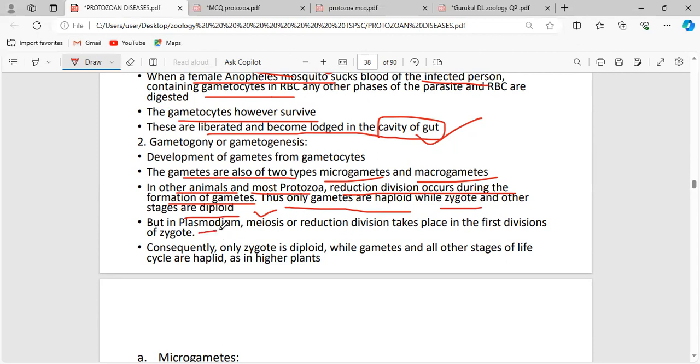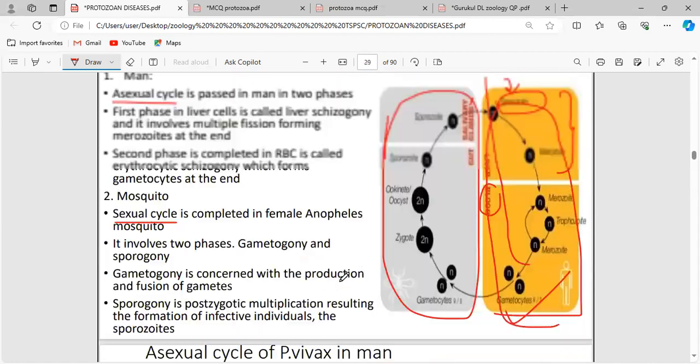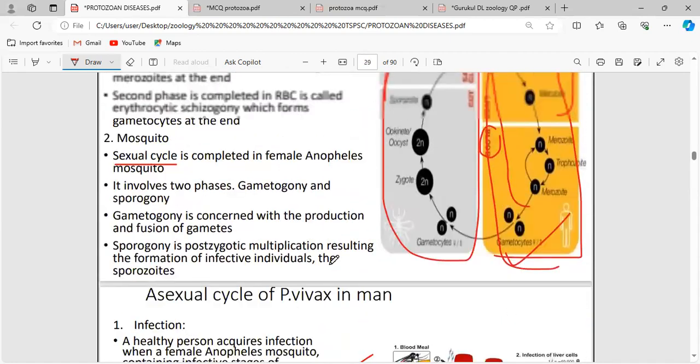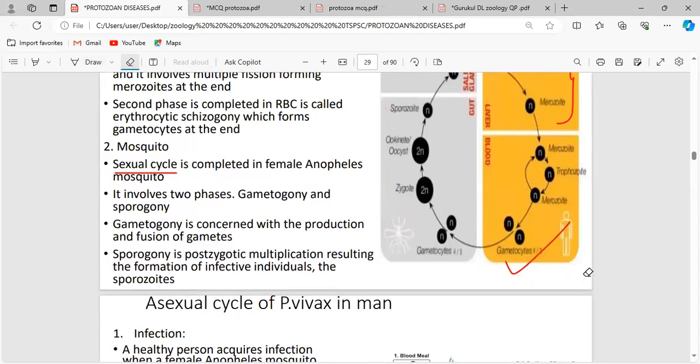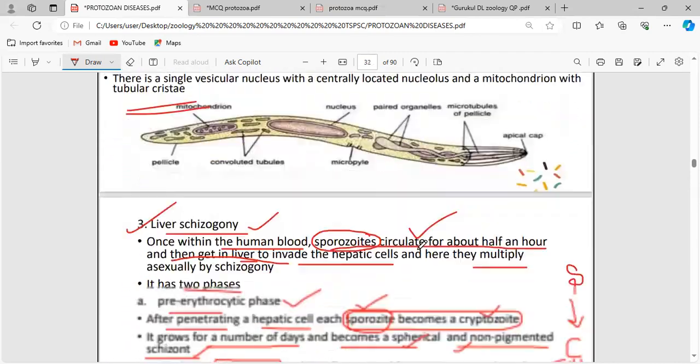But in Plasmodium, this meiosis and reduction division takes place in the first division of the zygote. Consequently, only the zygote is diploid, while the gametes and all other stages of the cycle are haploid. What I'm trying to say here is, see the stages: everything except the zygote and the ookinete stage is seen as the diploid condition. All others are haploid. This also can be asked in the question. Okay, you have to make a note of this.